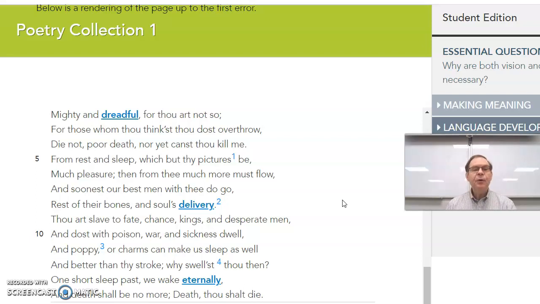We also have on page 431 an exercise that we did, a comprehension check, three questions on the Valediction, and three on the Holy Sonnet. Those I will continue on video number 2, and we'll review the answers to those.